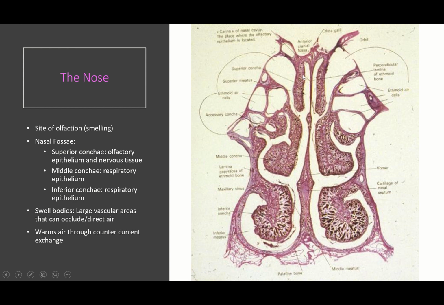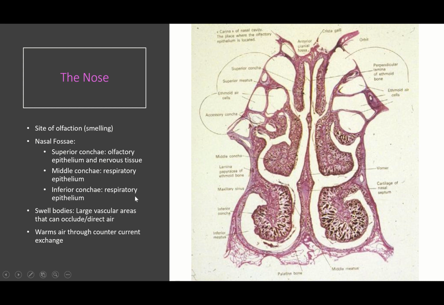And then more towards the beginning of your nose, your nasal cavity, you have olfactory epithelium and nervous tissue, right? So your olfactory epithelium is what gives you your sense of smell, and then you have nervous tissue because you have all those nerve endings up there that want to pick up whatever chemicals you're receiving in there, right? And transmit it to your brain. And then your middle conchae and inferior conchae mainly have respiratory epithelium.